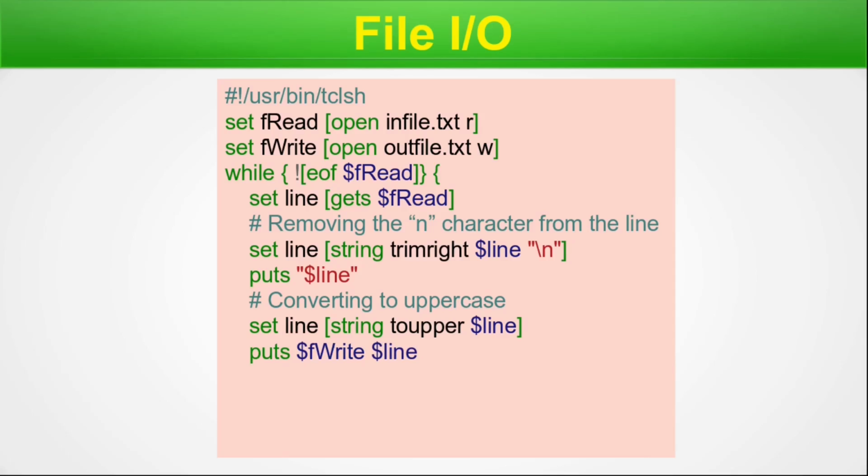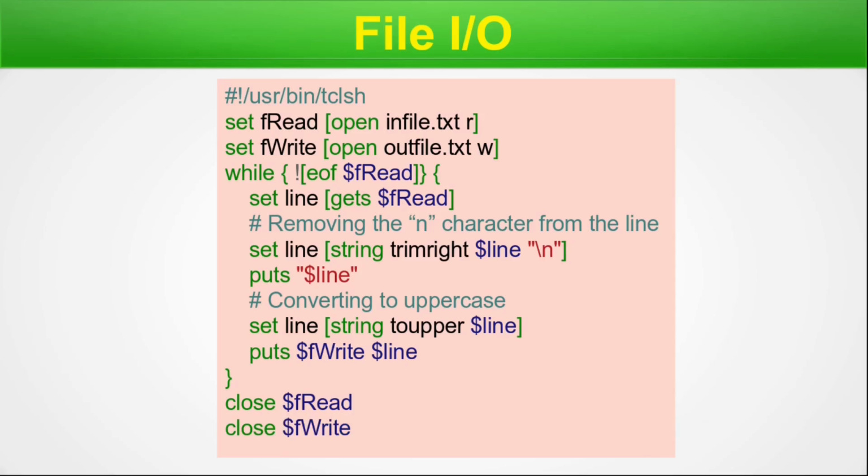And then we use the puts command, then the file handle, and then the line. We use the same puts command that we used earlier, but now with a file handle, and it is going to write in the file instead of your display. So puts $fwrite $line. We close the while loop here. So this is a very simple example, and here we have to close the file handle fread, and we have to close the file handle fwrite.